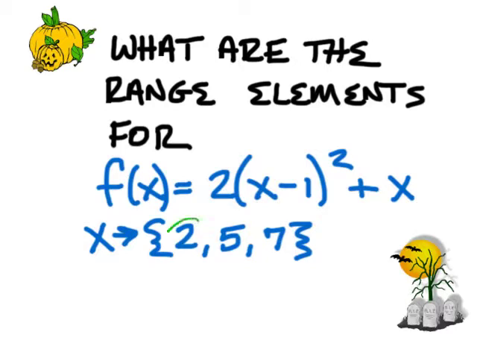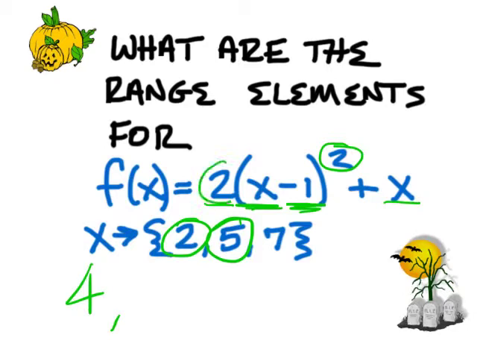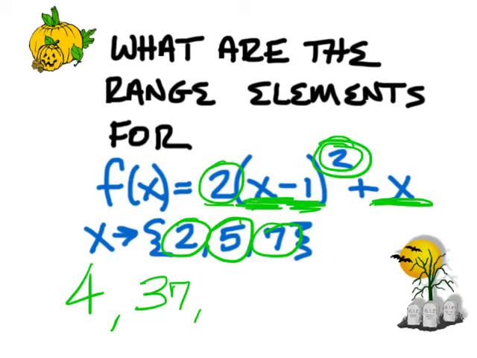On the practice problem, if I put in a 2, that's 2 minus 1 is 1. Squared is 1. Times 2 is 2. Plus 2 is 4. If I put in a 5, that's 5 minus 1 is 4. Squared is 16. Times 2 is 32. Plus 5 is 37. And then 7 minus 1 is 6. Squared is 36. Times 2 is 72. Plus 7 is 79.